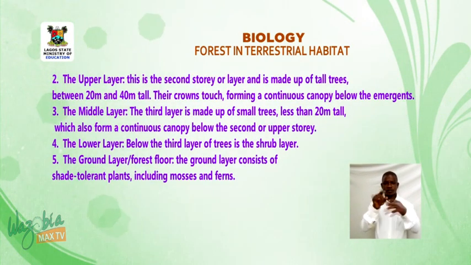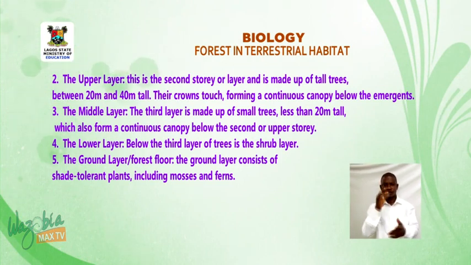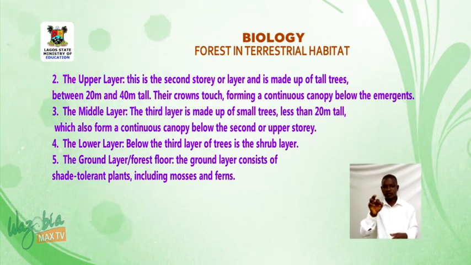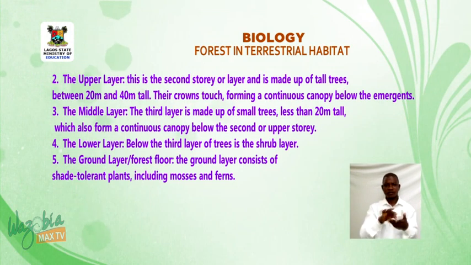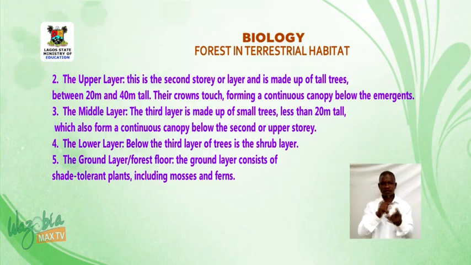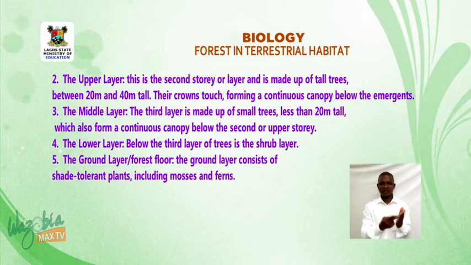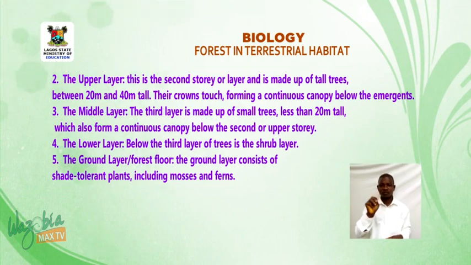Two, the upper layer. This is the second story or layer and is made up of tall trees between 20 meters and 40 meters tall. Their crowns touch, forming a continuous canopy below the emergent. Their height is not as tall as that of the emergent. Their own height is between 20 meters and 40 meters tall.